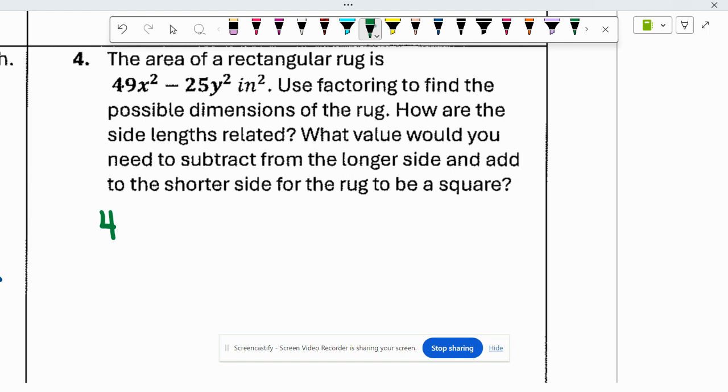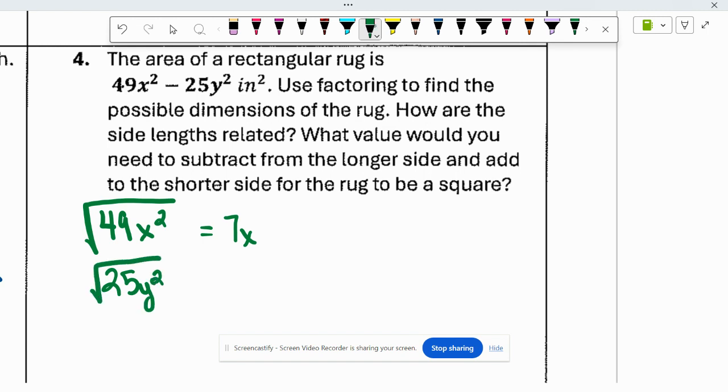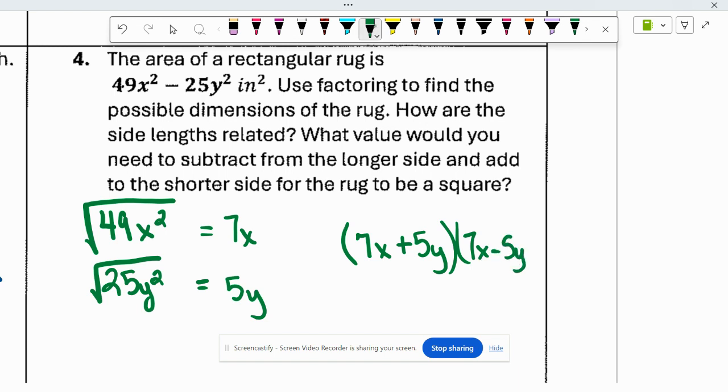Well, I know that 49x squared is a perfect square. The square root of 49x squared is 7x. I also know that 25y squared is a perfect square, and the square root of 25y squared is 5y. So when I factor this, I have (7x plus 5y) times (7x minus 5y).